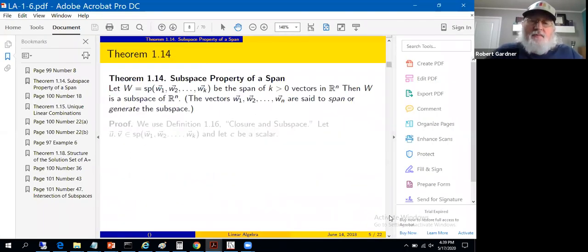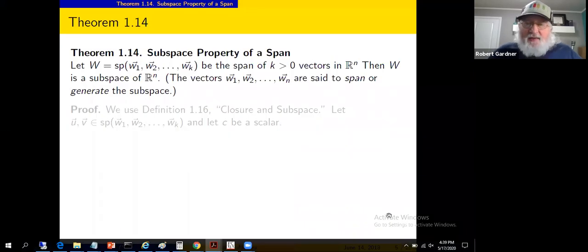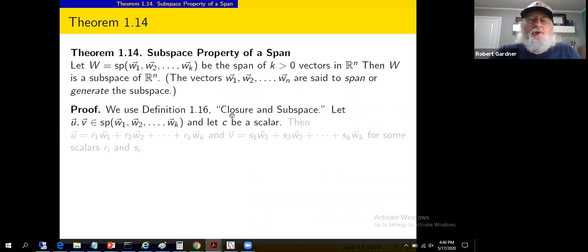Because it really does illustrate the ideas. And it's not very difficult, this one. It's almost computational. Okay, so we want to show that we've got closure under vector addition and scalar multiplication. That's how you show something is a subspace. The claim is, then, that we've got a subspace of Rn.